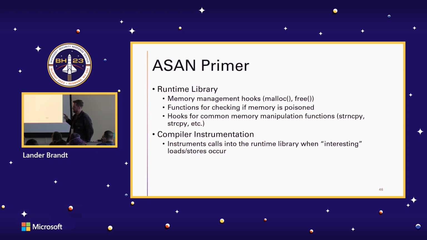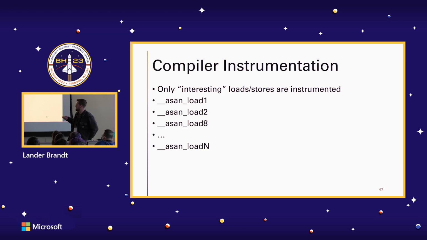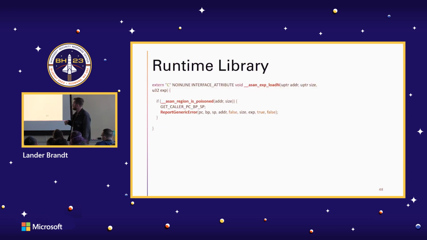The second piece is compiler instrumentation. ASAN doesn't lean on this too much compared to some other things, but the instrumentation is mostly used to insert calls into the runtime library for, like I said before, just checking to see if a memory range is valid. The instrumentation really only instruments interesting loads and stores, and when it does this, it injects calls to these functions: ASAN load 1 when you're loading 1 byte from memory, load 2 for 16 bits, 8 for 64, and so on and so forth. This is what it looks like under the hood. Load n is literally trying to load memory from an address of a random size, could be arbitrarily large. This is actually from the ASAN code, so it just does a check to see if the memory range is poisoned, and if so, reports an error like I showed earlier.